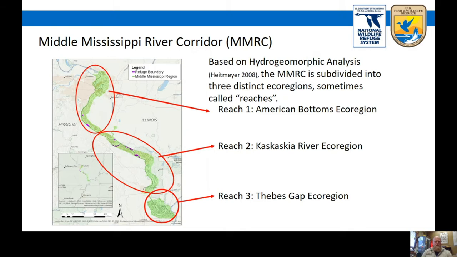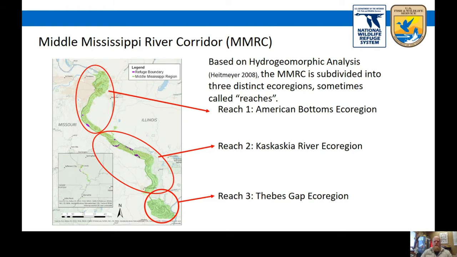The middle reach, Reach 2, is the Kaskaskia River ecoregion. The remainder of refuge divisions are located in this reach. Historically, this had some of the bottomland prairie, but forest was dominant. Generally, the northernmost point of bald cypress native range is located in this reach. Noteworthy forest tracts here include Oakwood Bottoms, Fountain Bluff, Union County Refuge, and the Cape Bends area.